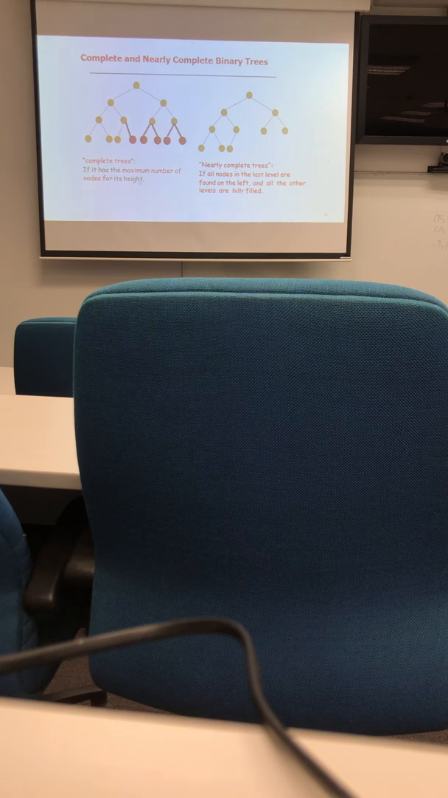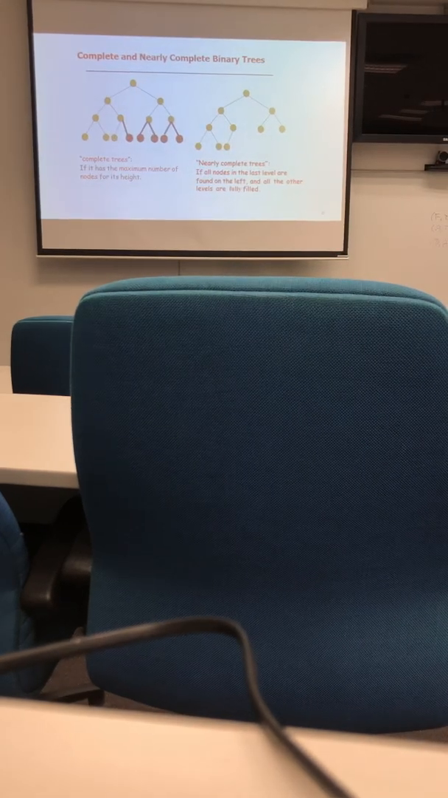Complete tree means it has the maximum number of nodes for the height. So in this case, what is the height of this binary tree? The height of the binary tree is the height of the root. So what is the height of the binary tree in this case? 3. Yeah, 3.